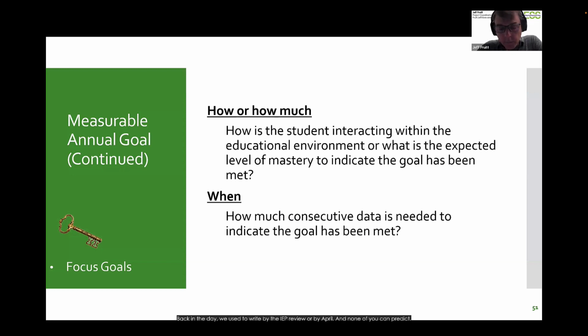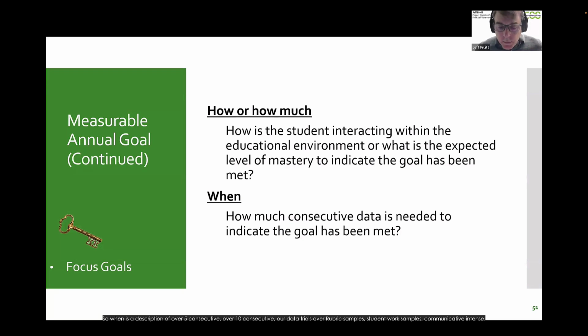Back in the day, we used to write by the IEP review or by April, and none of you can predict the future. If any of you could predict the future, then we need to talk about the Powerball numbers coming up tomorrow. So we use data collection again to say the student has or hasn't met the IEP goal.